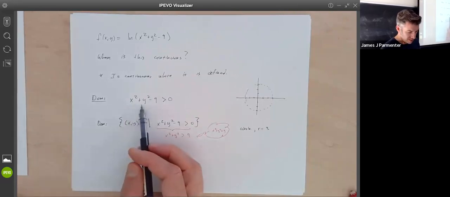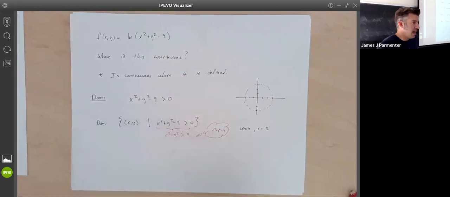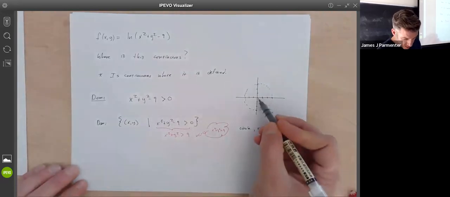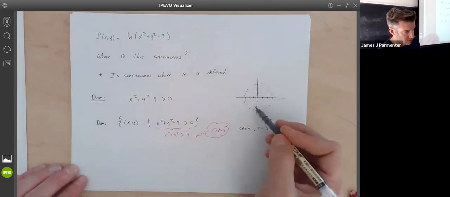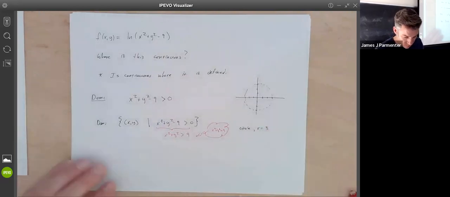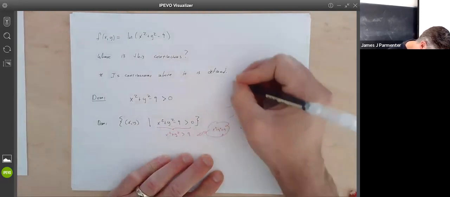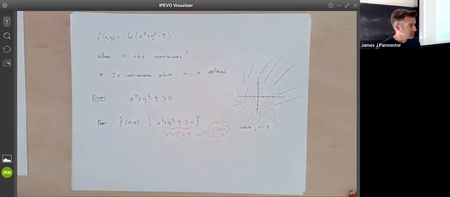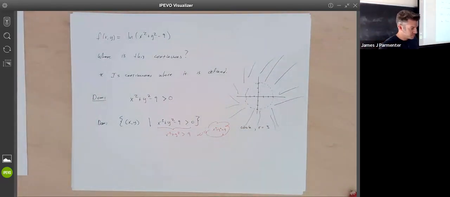See, 0 plus 0 minus 9. It's not greater than 0. That's okay. It means that this point isn't in the domain, which means the inside of the circle is not the domain. It's everything that's outside the circle. So here's our domain. It's everything out here. It's the entire plane minus that circle in the middle.